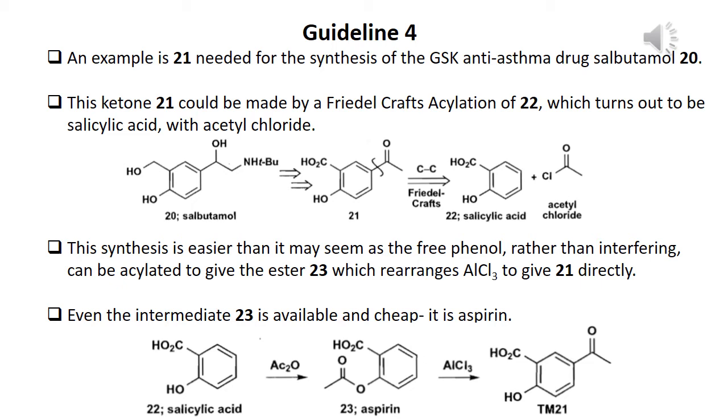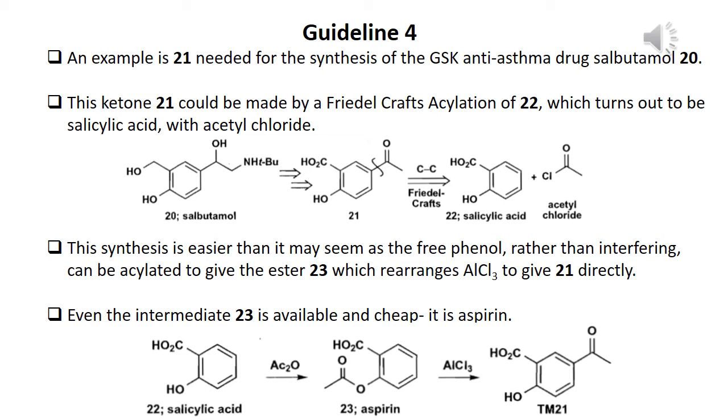So we can do the disconnection of 21 to 22 by C to C disconnection of this carbon to oxygen, the group which is the keto group. We can disconnect this carbon from the carbon of aromatic ring, then we shall be synthesizing it by Friedel-Crafts acylation of salicylic acid, which is 22. The first synthon, by the disconnection of 21, we got 22 salicylic acid, and the other synthon is acetyl chloride.